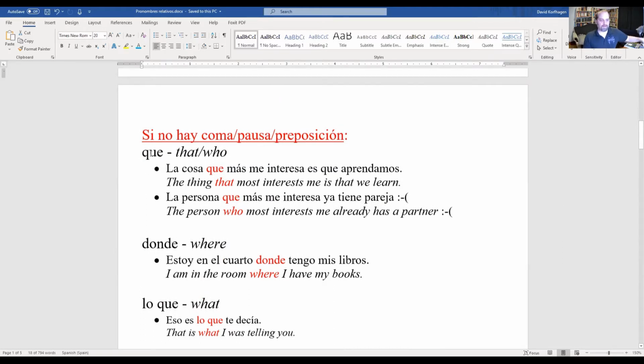we've got que without a comma, pause, or preposition can mean that or who. So for example, la cosa que más me interesa es que aprendamos. Right, so the thing that most interests me is that we learn. So that would, in this case, it means that, and then in the second case, la persona que más me interesa ya tiene pareja, sad face, right? So the person who most interests me already has a partner, right? Pareja can mean boyfriend, girlfriend, or just partner, however you want to look at it.